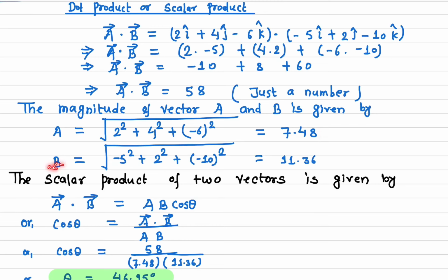And the magnitude of b vector is defined as minus 5 squared plus 2 squared, and then minus 10 squared. Just do the math, you'll get 11.36.